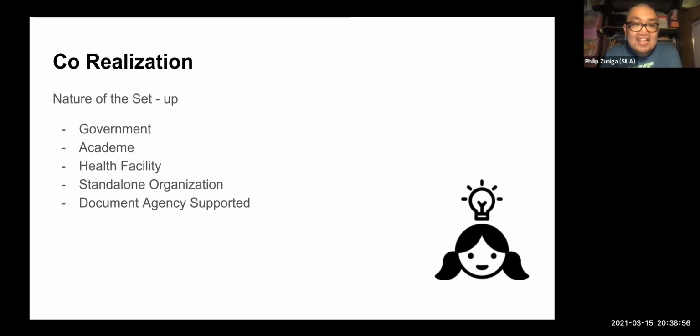Interoperability labs can also be based in health facilities, or they can be a standalone organization. So they are independent from government, academe, and private sector. So they are standalone. So another possibility, just like SIL-Asia, the lab is supported by development agencies. That's another thing.